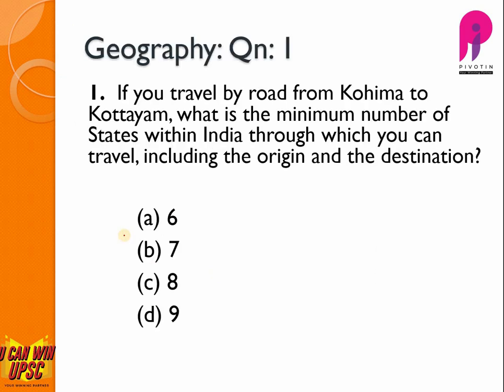Let's begin. Question number 1. If you travel by road from Kohima to Kottayam, what is the minimum number of states within India through which you can travel, including the origin and destination? To answer this question, you must know that Kohima is in Nagaland and Kottayam is in Kerala, and you must be aware of the Indian states map. Okay, let's check the answer.